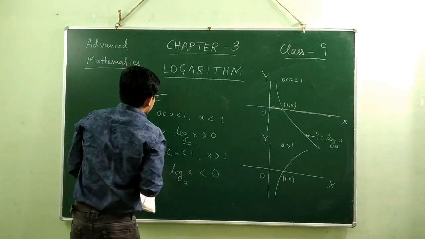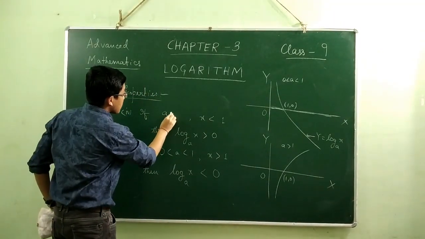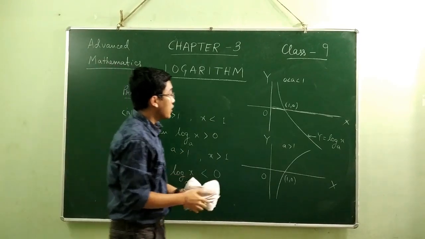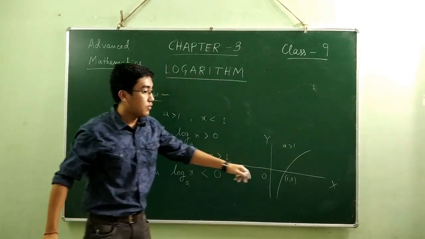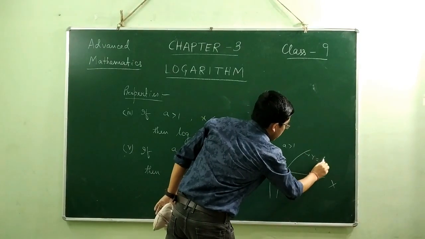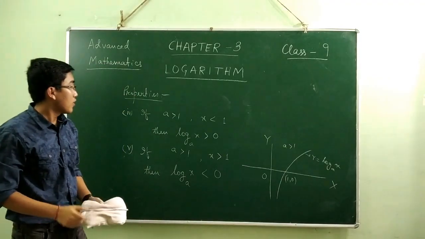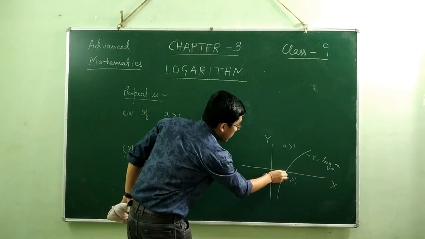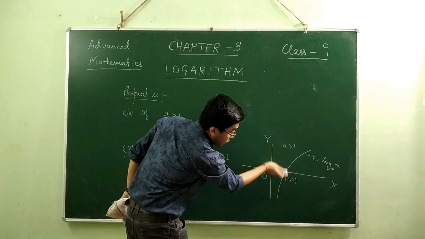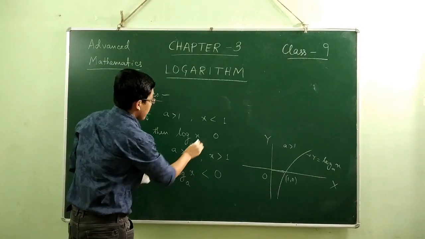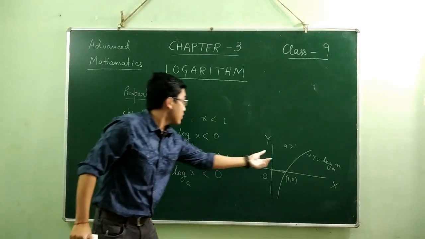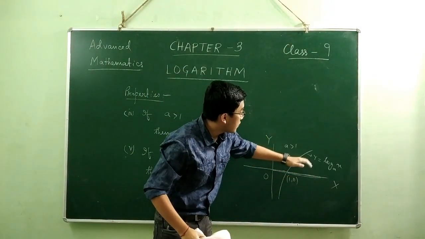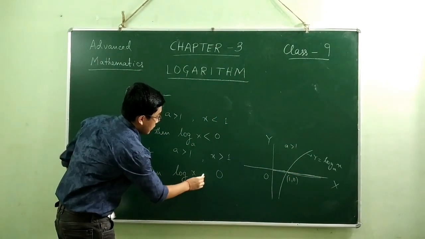The same thing, if I replace this condition by a strictly greater than 1, then we get this curve down here. This is also nothing but the y equal to log base a x curve. So what it says, if a is greater than 1 and x is less than 1, that means for this region my curve is below the axis, that means this will be negative for this case. For the second case, if x is greater than 1, that means for this region, we see that the curve is above the axis, that means it is positive.